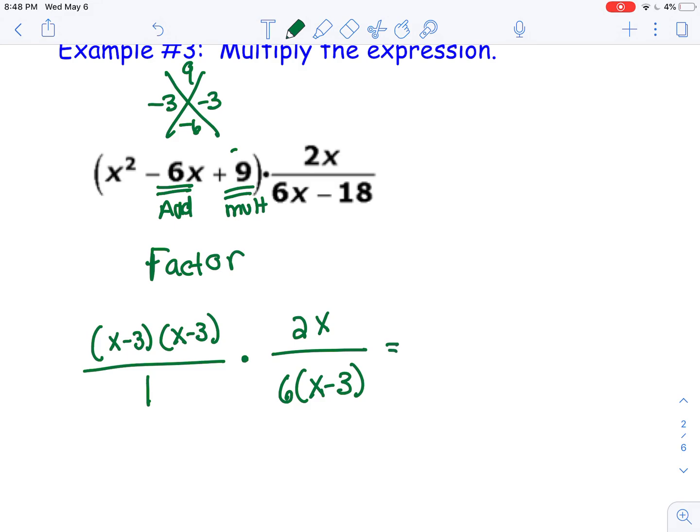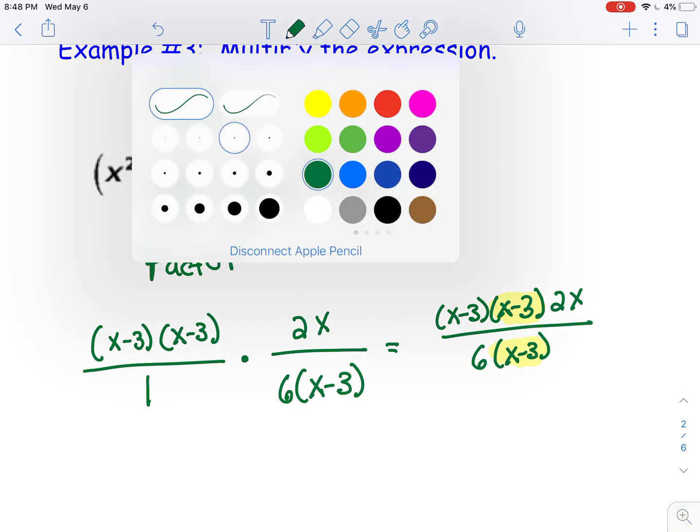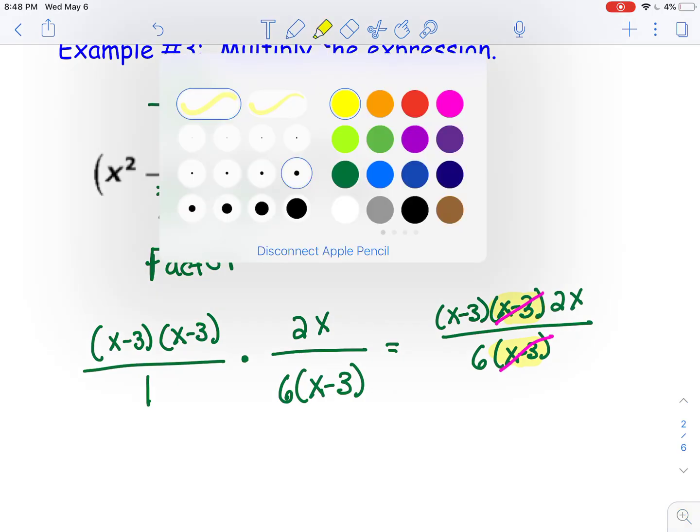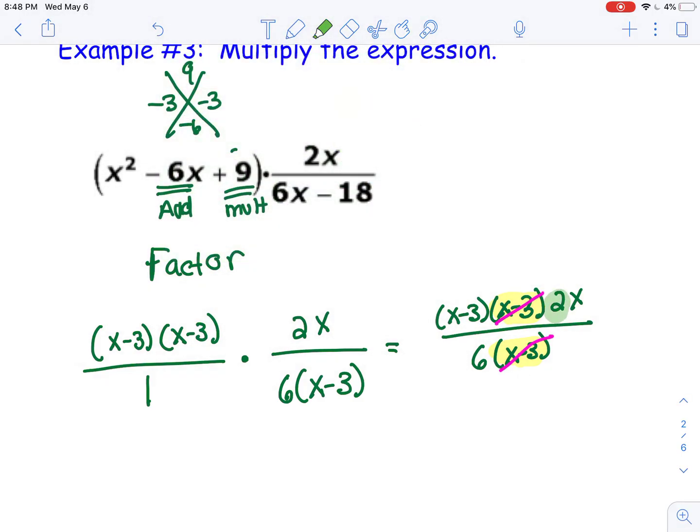Now I'm going to multiply across. So I'm going to really have (x minus 3)(x minus 3)(2x) all over (6x minus 3). I notice I have an x minus 3 on the top and an x minus 3 on the bottom. Those will be able to cancel. I also can see that I have a 2 on the top and a 6 on the bottom.